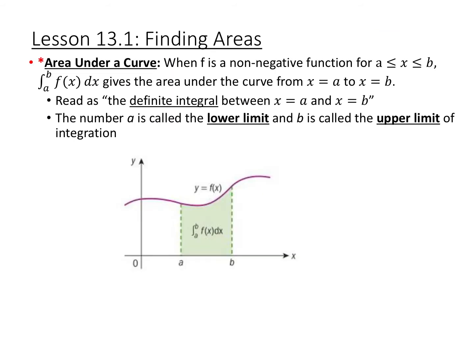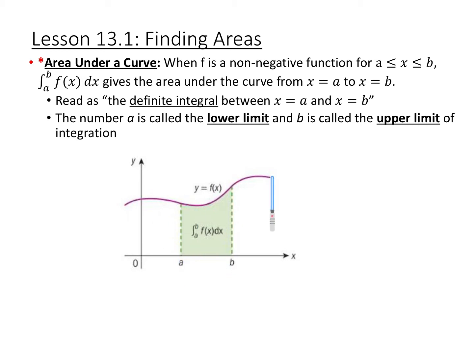So more generally, talking about area under the curve, when f is a non-negative function for some interval a to b, then we represent the area under the curve as this notation here. And it's read as the definite integral from a to b of f of x with respect to x, or the integral from a to b of f of x dx. And that represents the area under the curve from your curve to the x-axis from x equals a to x equals b, whatever that interval is. a is called your lower limit, and b is called the upper limit.